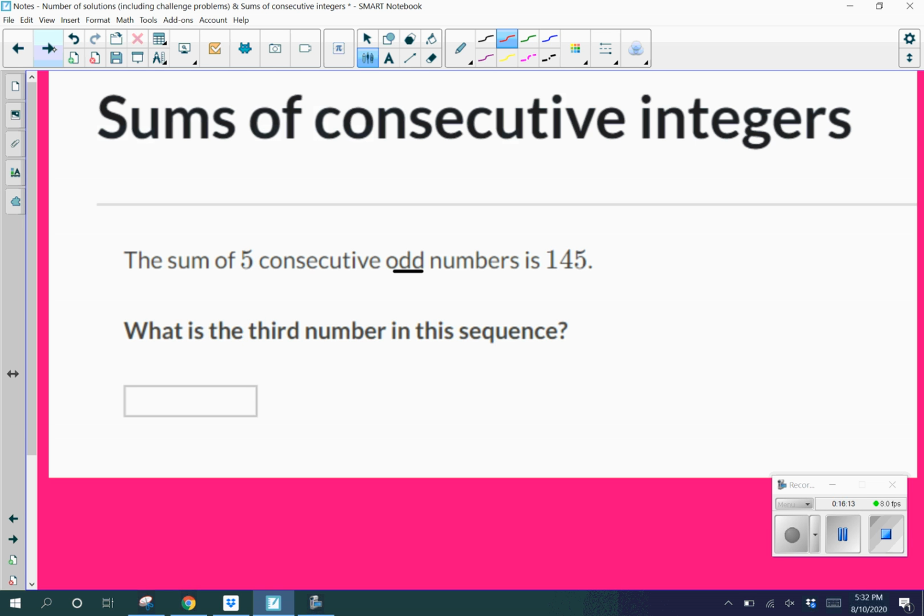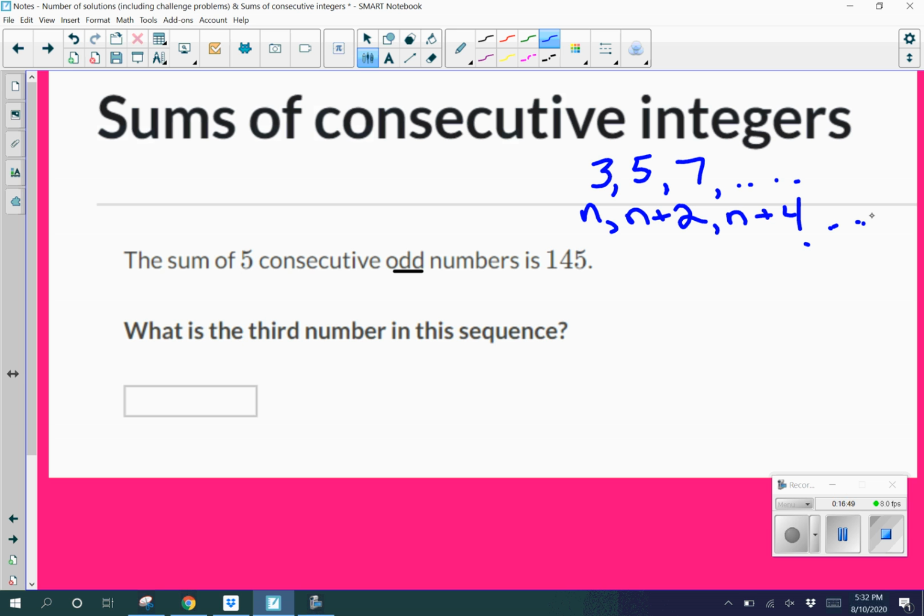Okay, notice this one says the sum of 5 consecutive odd numbers is 145. Well, let's think of an odd number. Let's say my first number is 3. My next number would be 5. My next number would be 7, and so on. Well, if this is n, that means the next number in your sequence isn't going to be n plus 1, but it's going to be n plus 2. And then the next number is increasing by 2 again, so it's going to be n plus 4, because 3 plus 4 gives you 7.